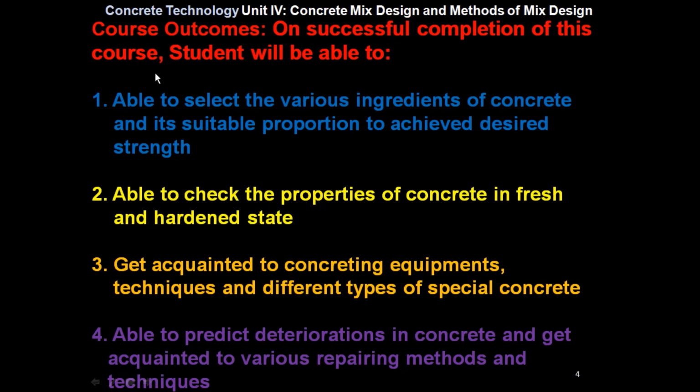Now we will see the course outcomes. On successful completion of this course, student will be able to first select the various ingredients of concrete and its suitable proportion to achieve desired strength. Second course outcome is able to check the properties of concrete in fresh and hardened state. Third course outcome is get acquainted to concreting equipments, techniques and different types of special concrete. Fourth course outcome is able to predict deteriorations in concrete and get acquainted to various repairing methods and techniques.